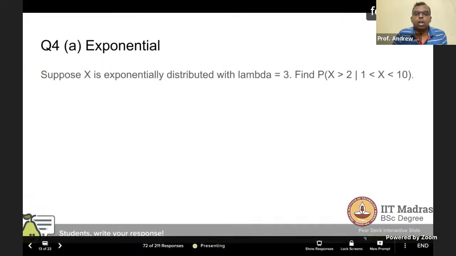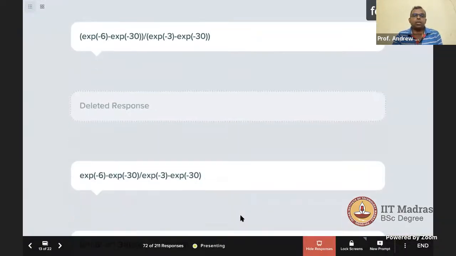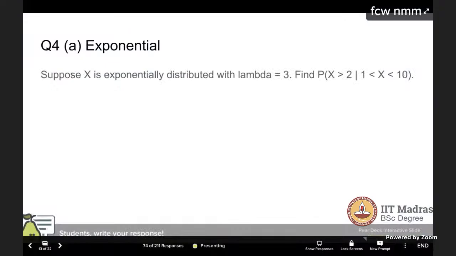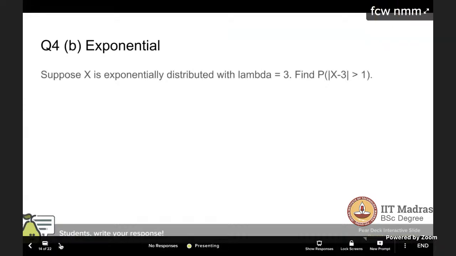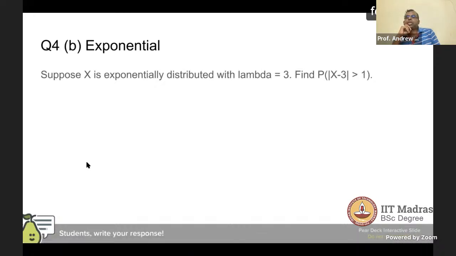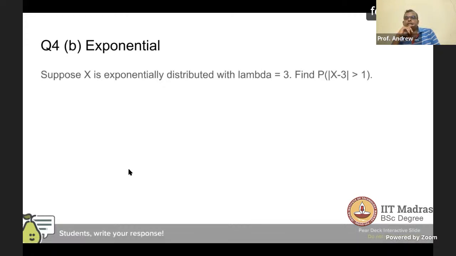So let's move on. Let's see how people have responded. Yeah, I think most people have got it right. I think that's good to see. Okay, good. You can see a typical answer where the minus is forgotten in the numerator. These things can happen sometimes. Okay, all right, so let's go to the next question. The same distribution. Now we have to do a slightly different expression. I hope people will be a bit faster here.